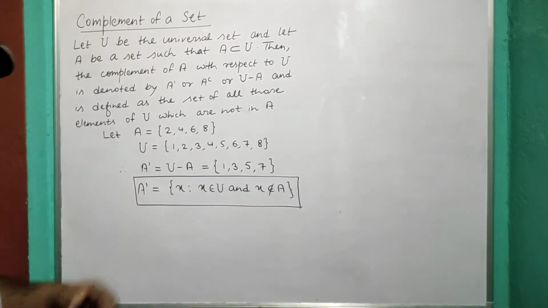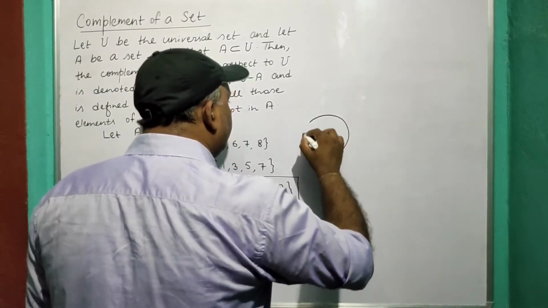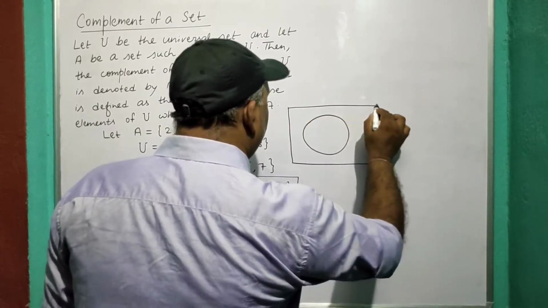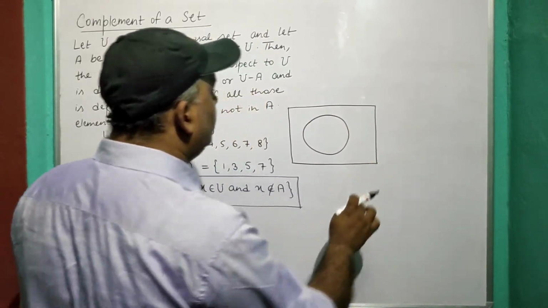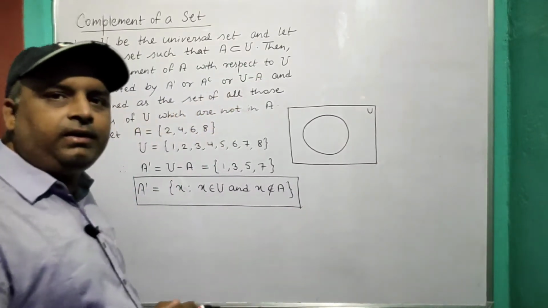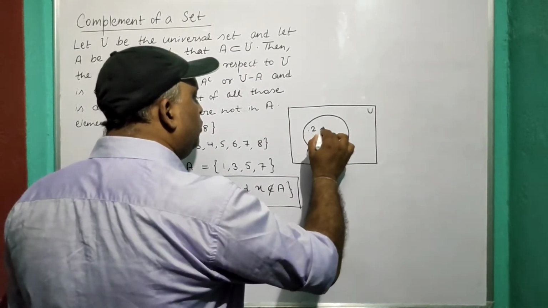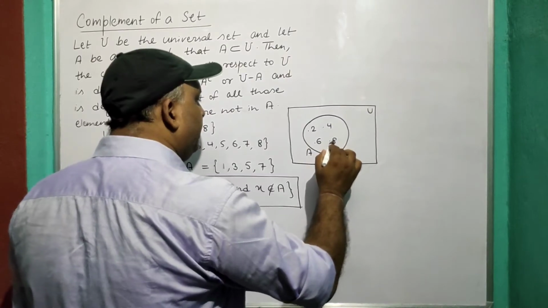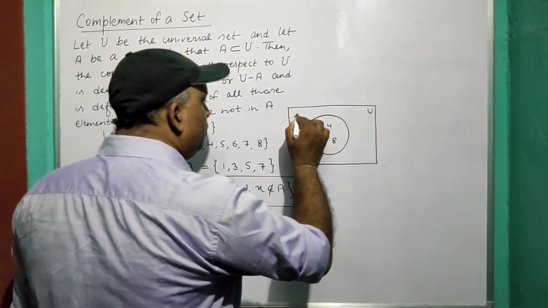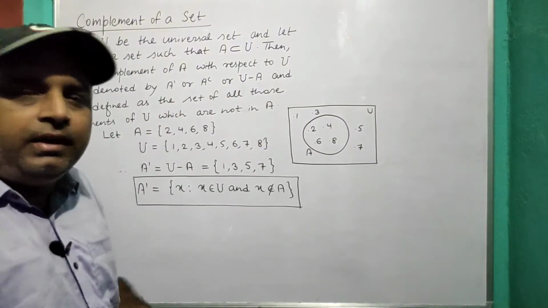Now how is it represented? Using Venn diagrams, let us see. I have drawn one rectangle. You know that this rectangle represents your universal set, and I have drawn this set A which contains the elements 2, 4, 6, 8. And you also know that the remaining elements of this universal set, that is 1, 3, 5, 7, are written anywhere inside this rectangle.